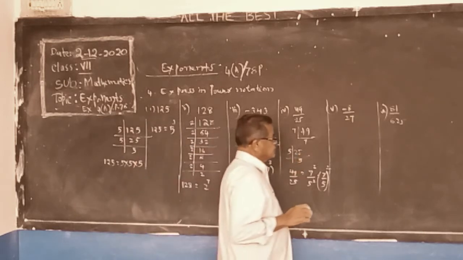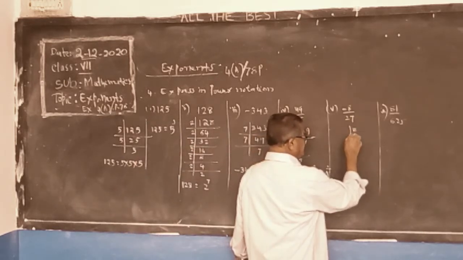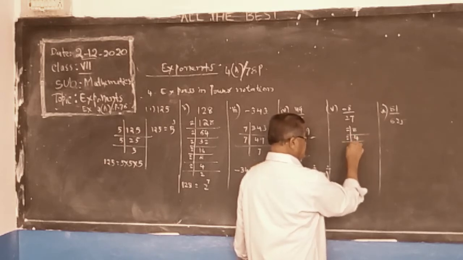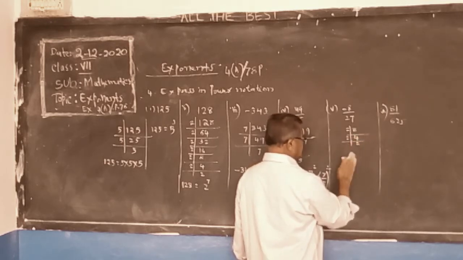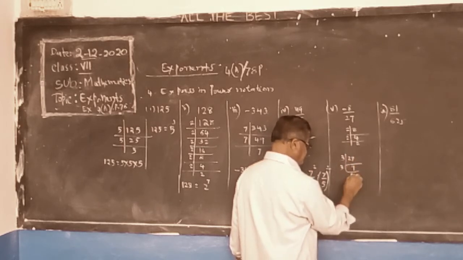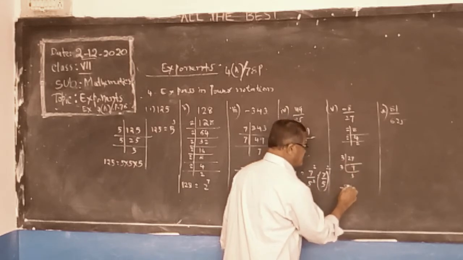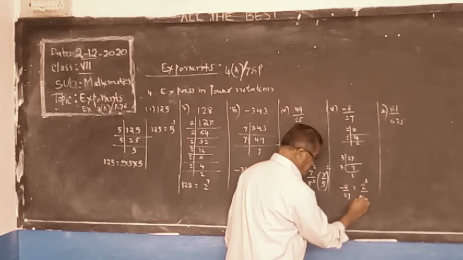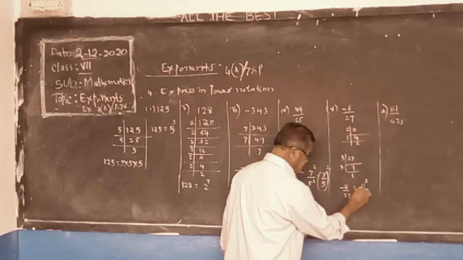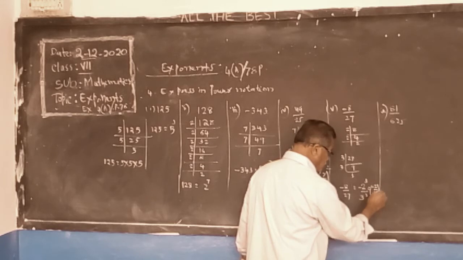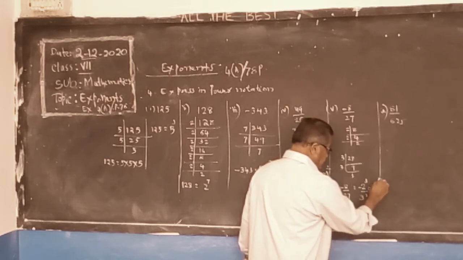Here also, prime factorization of 8: 2 fours are 8, 2 twos are 4. And 27: 3 nines are 27, 3 threes are 9. So minus 8 by 27 can be written as 2 cube by 3 cube, and minus 8 has the minus. The same can be written as minus 2 by 3 whole cube. Like this.